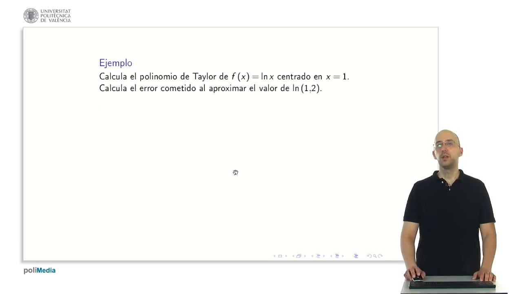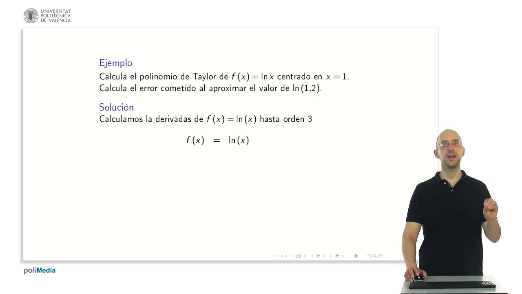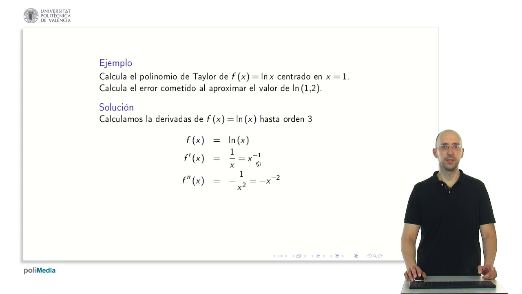Let's calculate the Taylor polynomial of the natural logarithm of x centered at x equal to 1. We'll use it to approximate the value of the logarithm of 1.2. For this, we need the function, as well as its first, second, and third derivatives. The derivative of the natural logarithm of x is known to be 1 divided by x, which can be expressed as x raised to the power of minus 1 for convenience in differentiation. The second derivative is derived by applying the same rule, with the minus 1 coming down, and after subtracting 1 from the exponent, we have minus x raised to the power of minus 2, equivalent to minus 1 divided by x squared.